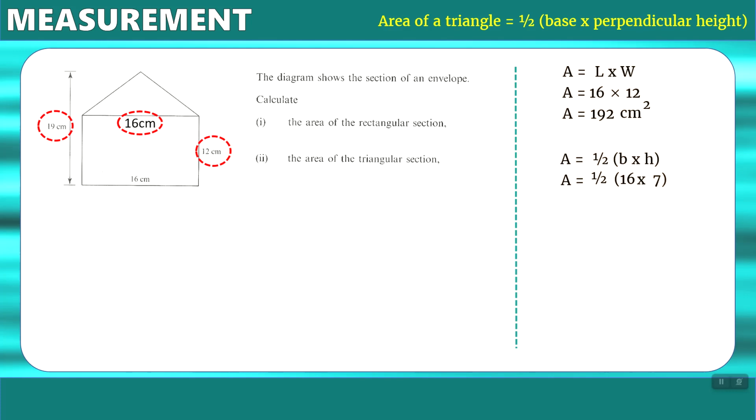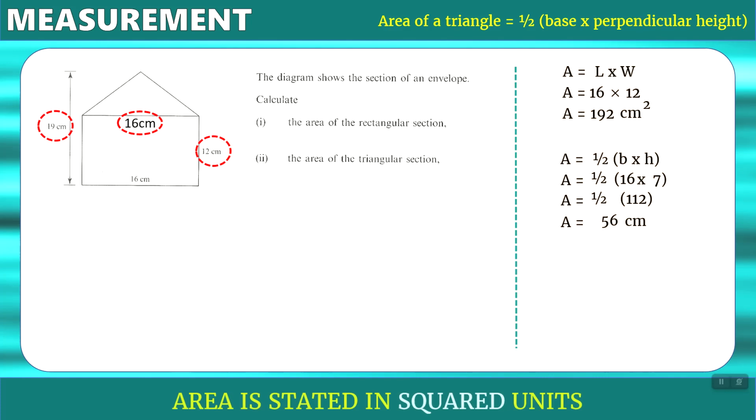So we multiply now 16 times 7, and half of 16 times 7 is 112, and half of 112 is 56. But 56 what? Centimeters. Remember, area is stated in squared units, so this is 56 centimeters squared.